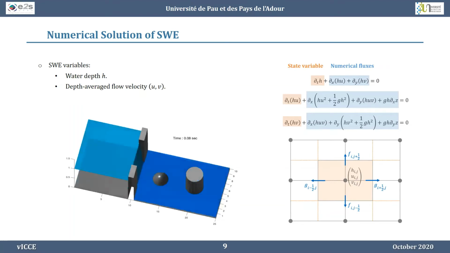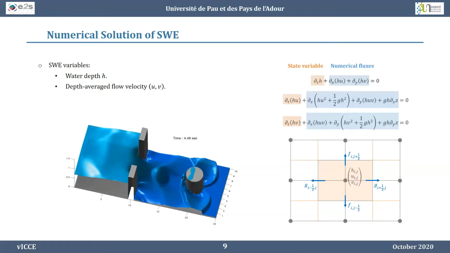In the solution, the shallow water equations are divided into two main parts. We have the time derivative of the state variables and the numerical fluxes, which combine the convective acceleration and the source terms. This means that any changes in the state variables will depend on the numerical fluxes coming in and going out of the control volume.